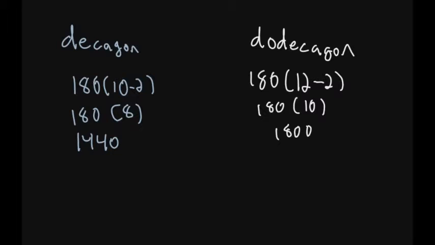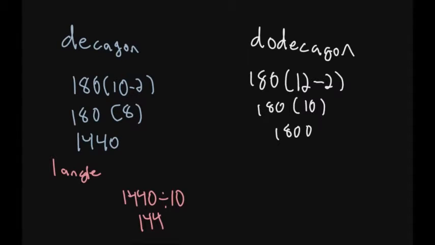Now if we want to take this one step further and find one angle in that figure, we would take whatever number we got there and divide it by how many sides we had. So in that case we'd do 1440 divided by 10 to give us 144. So if it's just a regular decagon, every angle in there would be 144 degrees.